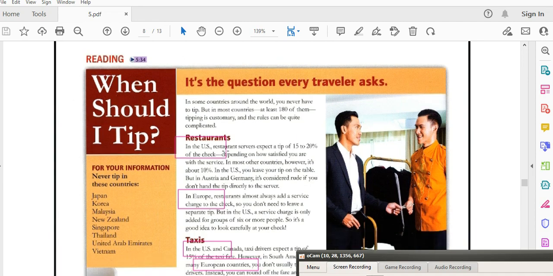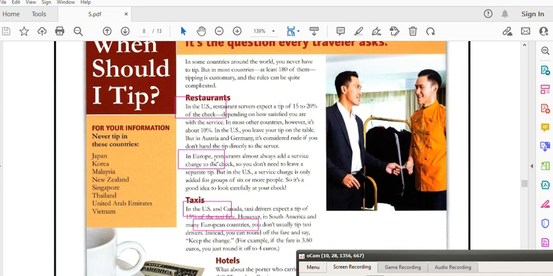Restaurants. In the US, restaurant servers expect a tip of 15 to 20% of the check, depending on how satisfied you are with the service. In most other countries, however, it's about 10%. In the US, you leave your tip on the table, but in Austria and Germany, it's considered rude if you don't hand the tip directly to the server.